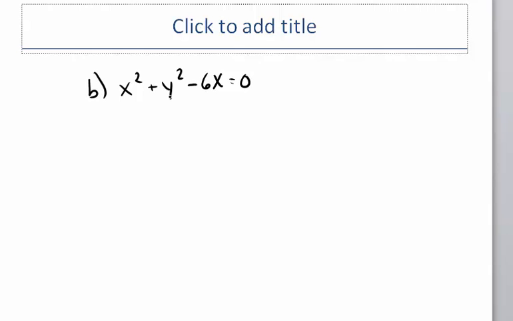I'm going to leave the y squared on this side. I'm going to take this x squared and move it over, and remember that you're going to move it over by subtracting the x squared from both sides. And then I'm going to take this negative 6x and move it over by adding the 6x to both sides. So now that that's done, I can go ahead and set up my table of values.